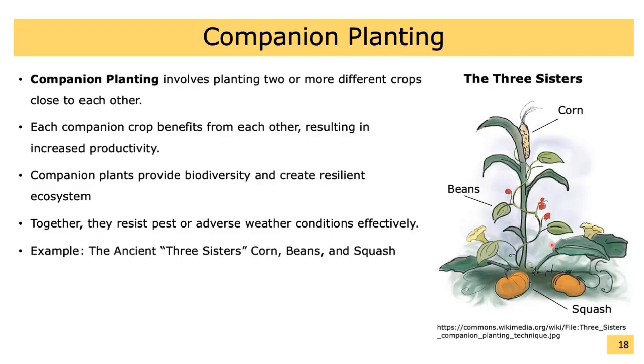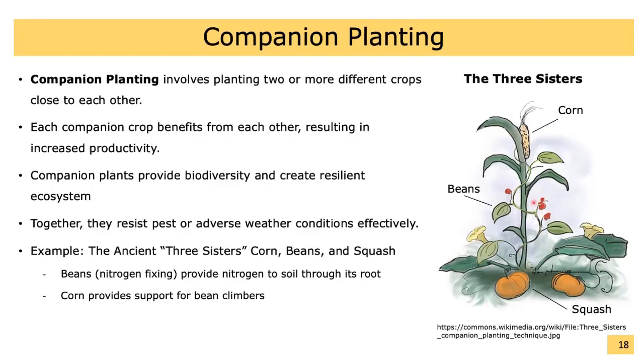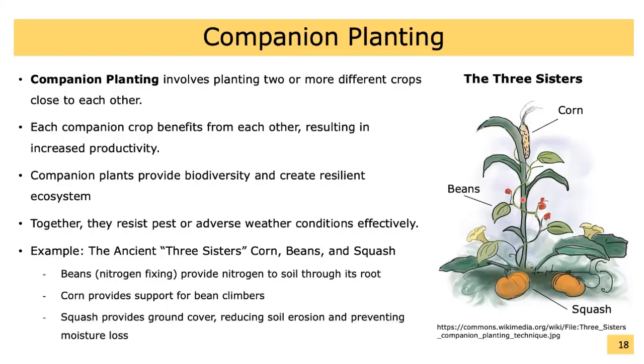An example of companion planting is the ancient three sisters: corn, beans, and squash. These are called three sisters by natives of America because corn, bean, and squash help each other out. Bean fixes nitrogen and provides nitrogen to soil through its root. Corn provides support for the bean climber. Squash provides ground cover, reducing soil erosion and preventing moisture loss.